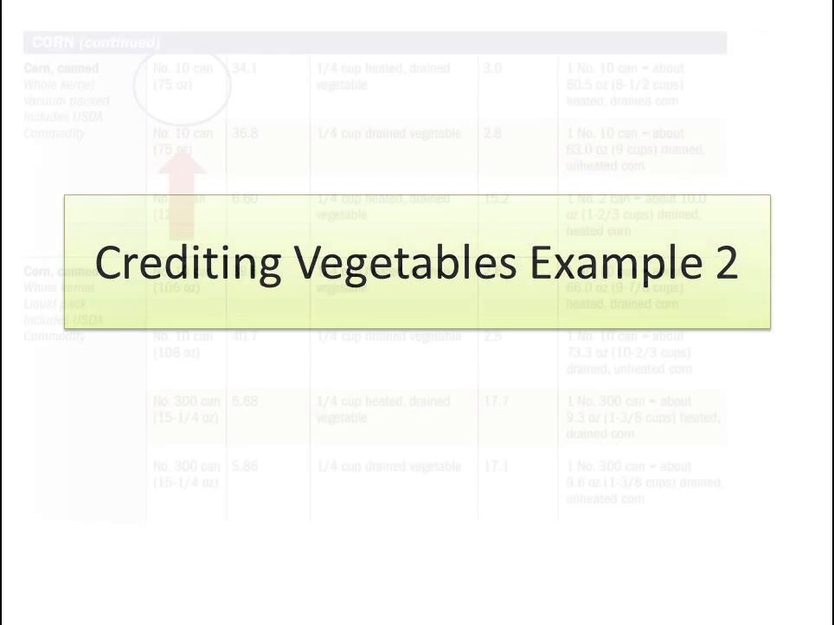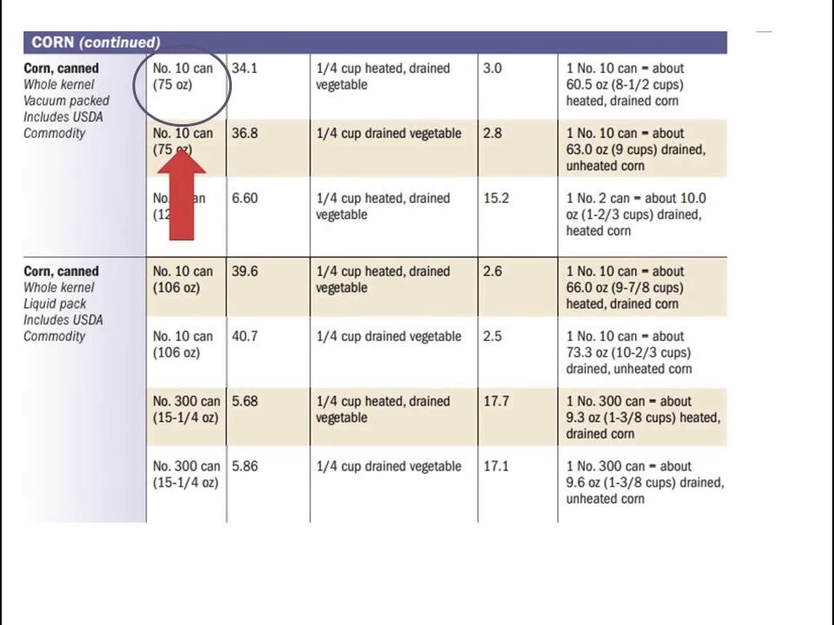Now we are going to discuss a second example. Notice that the food buying guide will also provide information on canned goods. In this case, we will purchase corn in number 10 cans. Each number 10 can provides us with 34.1 1/4 cup servings. These 1/4 cup servings are specifically for heated and drained corn.